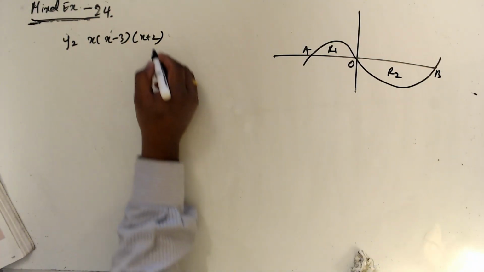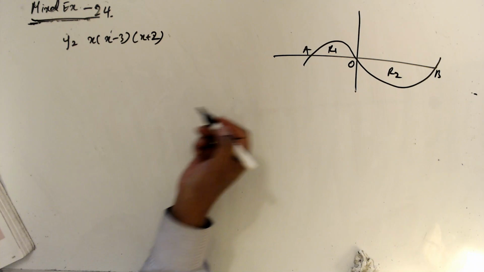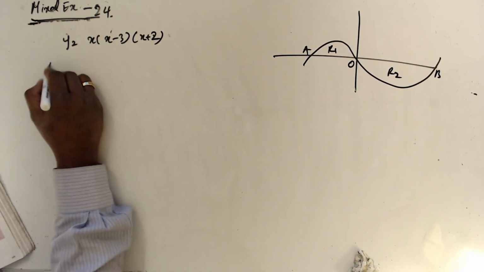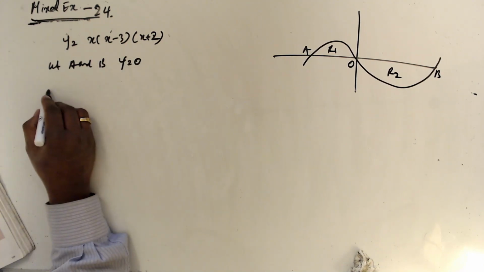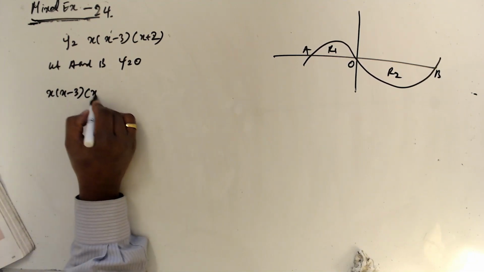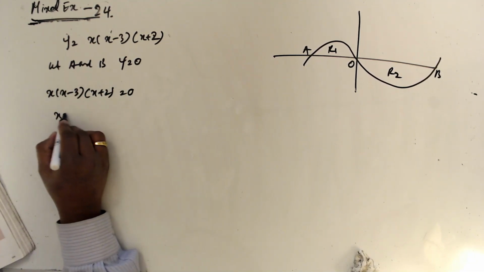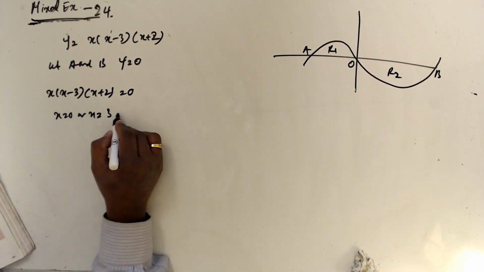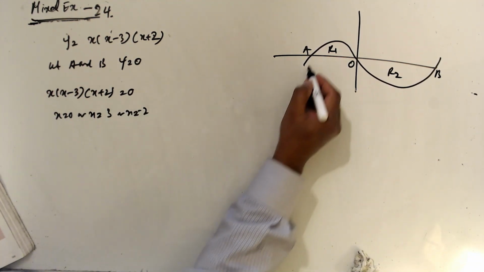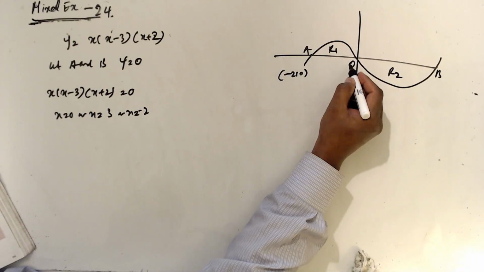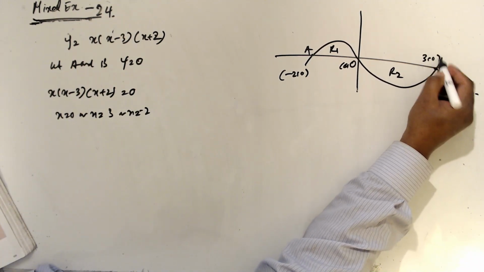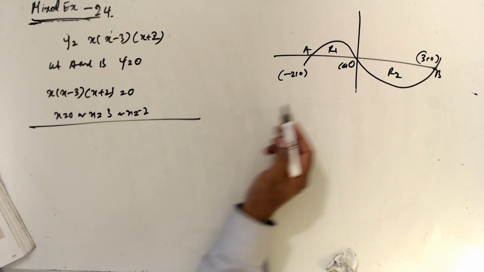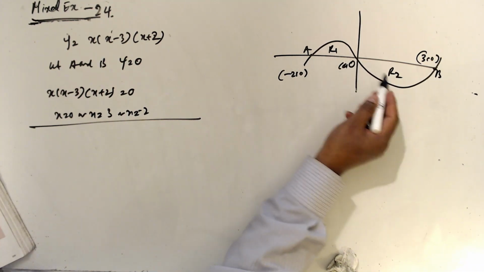Question number 24. As usual, we need to find A and B. So at A and B, y equals 0, then x times x minus 3, x plus 2 equals 0. x equals 0, or x equals 3, or x equals minus 2. So this is minus 2, 0, this is 0, 0, and this is going to be 3, 0. Now we want to find the finite region. It means R1 plus R2.